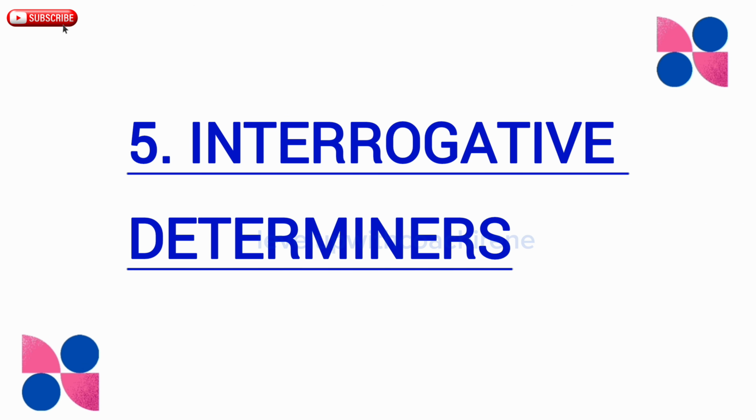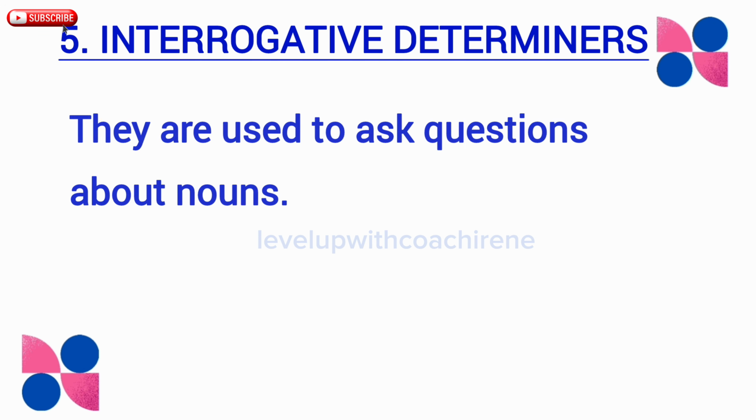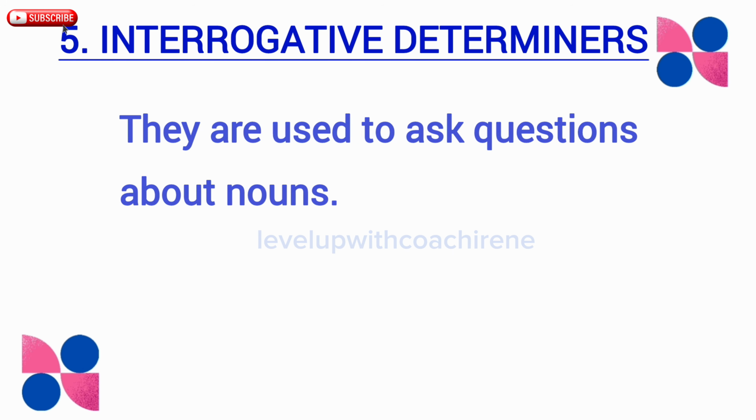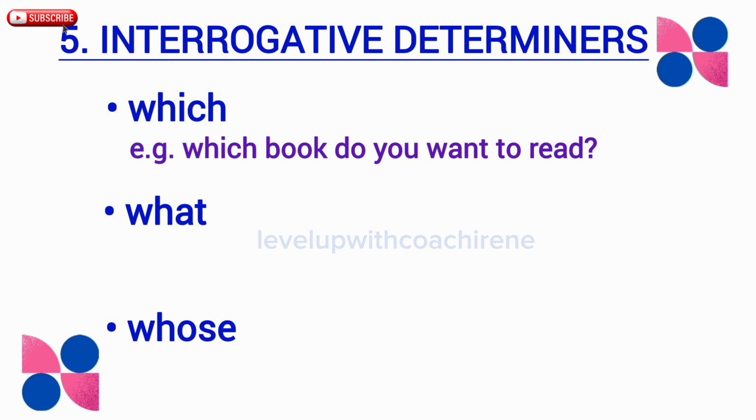Number 5, interrogative determinants. They are also known as interrogative adjectives. They are used to ask questions about nouns. They modify nouns by specifying which one or which kind is being referred to, often in question form. The primary interrogative determinants in English are which, what, and whose. Which is used to ask about a specific choice or selection. For example, which book do you want to read?